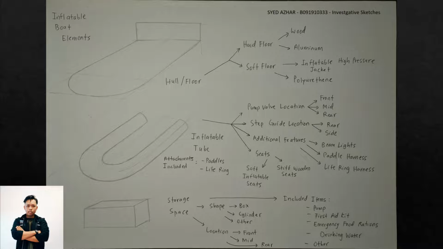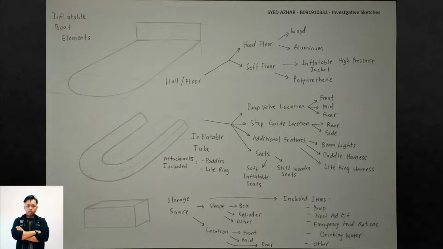For the inflate tube, there will be pump valve location from the front, mid, and rear. Step guide locations are at the rear and side. Additional features are beam light, pedal harness, and life ring harness. In the seat, there will be a stiff wooden seat and a soft inflatable seat. Plus, the attachments included are pedal and the life ring.